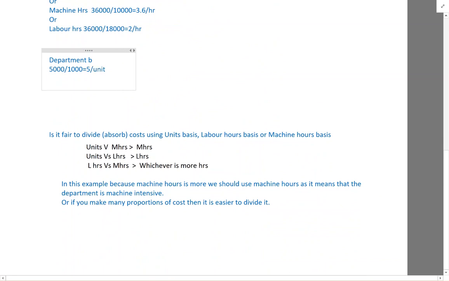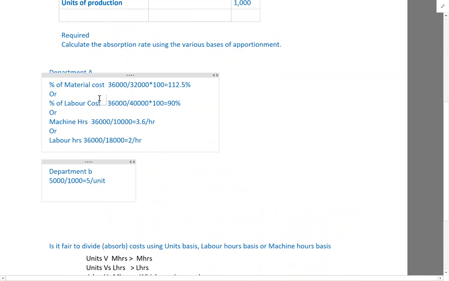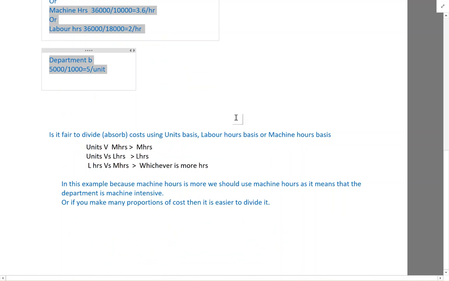Now, which one is better? Is material better, or labor cost better, or machine hours better, or labor hours better? Remember, units, machine hours, and labor hours are the ones that are commonly used. But out of all of these three, which one is better? If we are comparing machine hours and units, then machine hours is better.